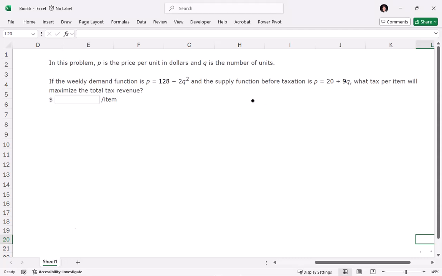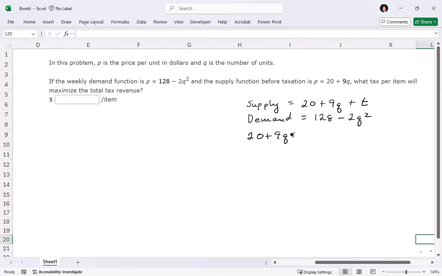So the first step is to take your supply function and impose a tax. So 20 plus 9Q, and then add the tax on. And then the demand function will remain as 128 minus 2Q squared. And then you set supply equal to demand. So 20 plus 9Q plus T will be 128 minus 2Q squared.